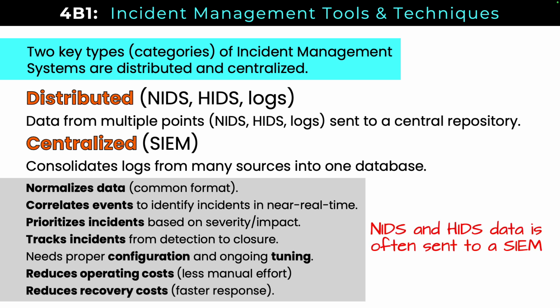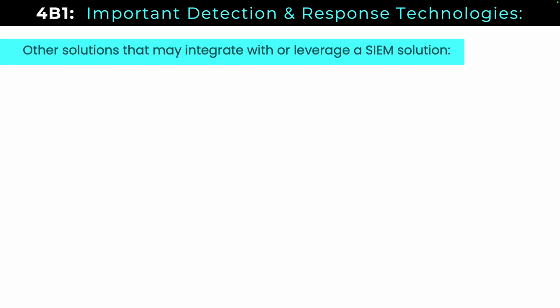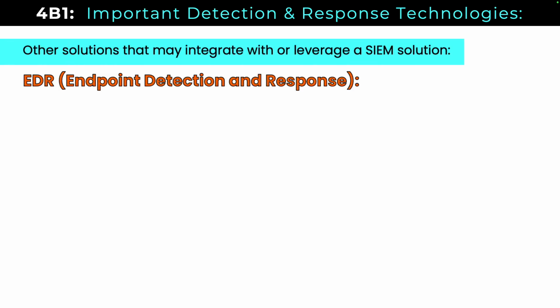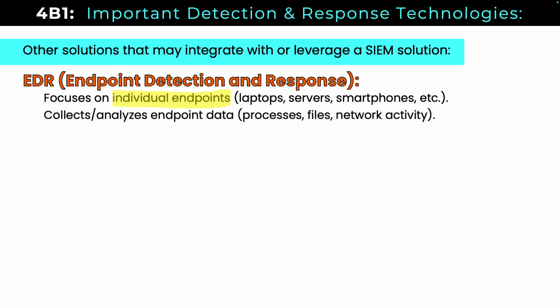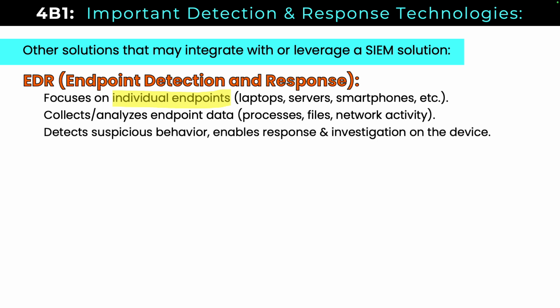And your NIDS and HIDS data is often sent right over to the SIEM. So this is all going to wind up in one place in most environments. So other solutions that may integrate or leverage a SIEM solution would include your endpoint detection and response, which focuses on individual endpoints, your laptops, servers, your smartphones. It's going to collect and analyze endpoint data, whether those are processes, files, network activity. It will detect suspicious behavior on those devices and enable response and investigation on the device, generally also detecting any malware on those systems.